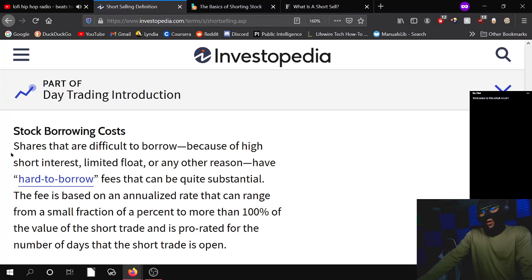Now let's get on to stock borrowing costs. Shares that are difficult to borrow because of high short interest, limited float, or any other reason have hard-to-borrow fees that can be quite substantial.